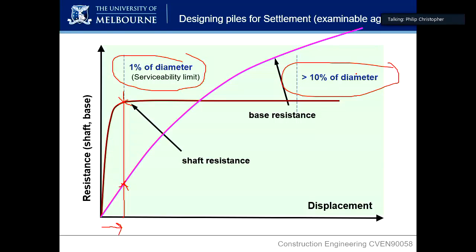So 2 different design parameters, and we've actually made it pretty simple for you, task 4. For serviceability limit state, you just design for shaft resistance, period. You don't include base resistance. For ultimate limit state, you include shaft resistance plus base resistance, which makes sense, hopefully.